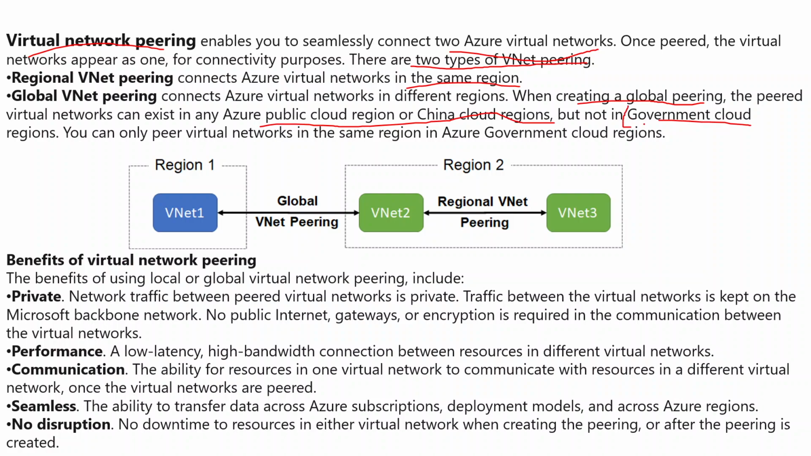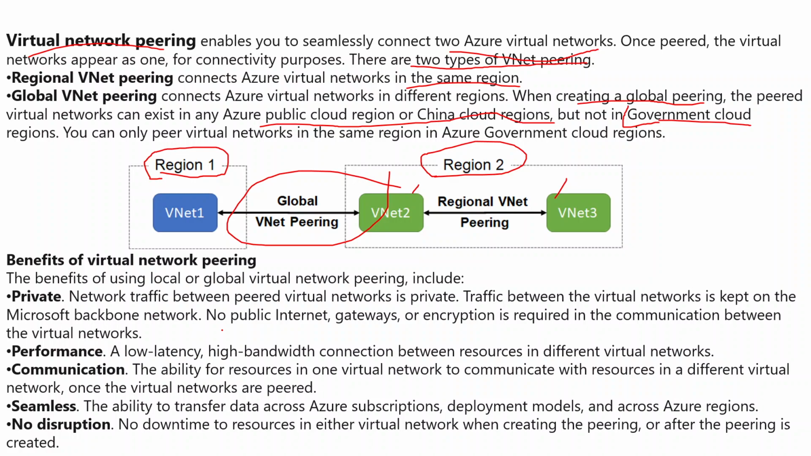What exactly are those things? You can remember it from the same thing I have tried to draw there. This is region 1 and this is region 2. If you are connecting two VNets in the same region, it comes under regional VNet peering, or if you are trying to connect between two regions, it comes under global VNet peering. Okay, these are the two types of peering.